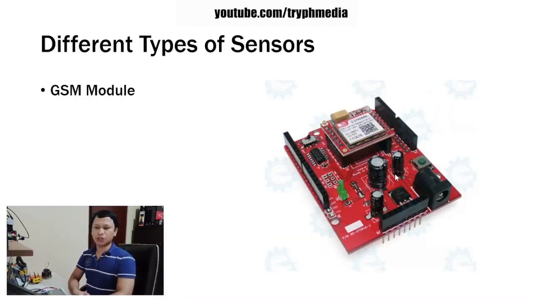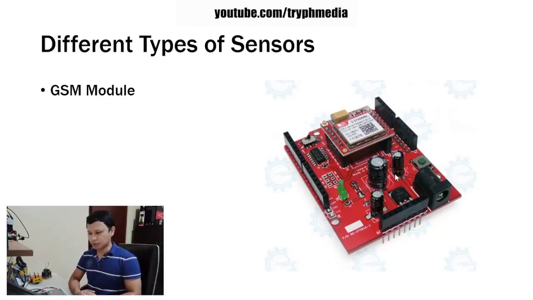Another sensor that we'll talk about is the GSM module. Again, it's a combination of a sensor and a module, but basically the idea is that it's able to sense a GSM signal, which means text message. So if you place it on your robot or on your device at home, for example, this device would be able to receive text messages, and it would be able to send text messages as well.